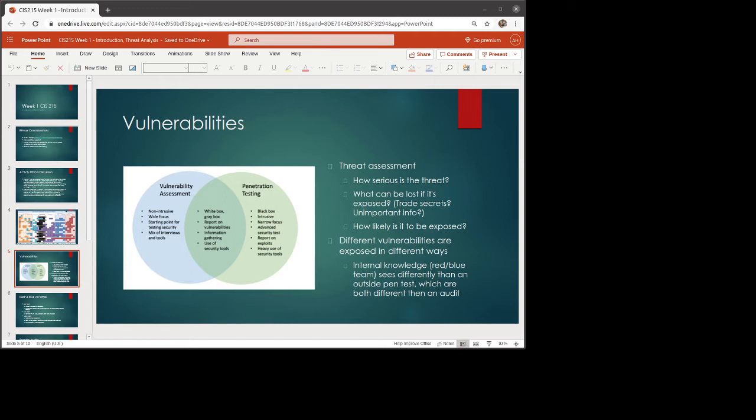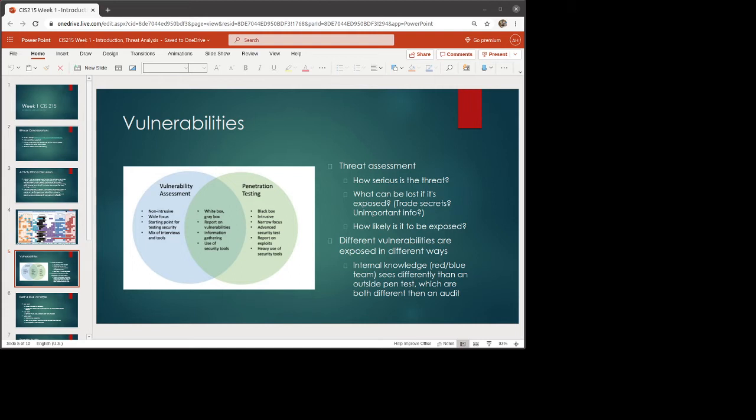And as we're doing all of these, looking at the way the company is set up and the rules that are set up, we also want to be thinking about threat assessment. What threat assessment means is, how serious is this threat? Is this something that is a really serious problem if it gets out, or not so serious?